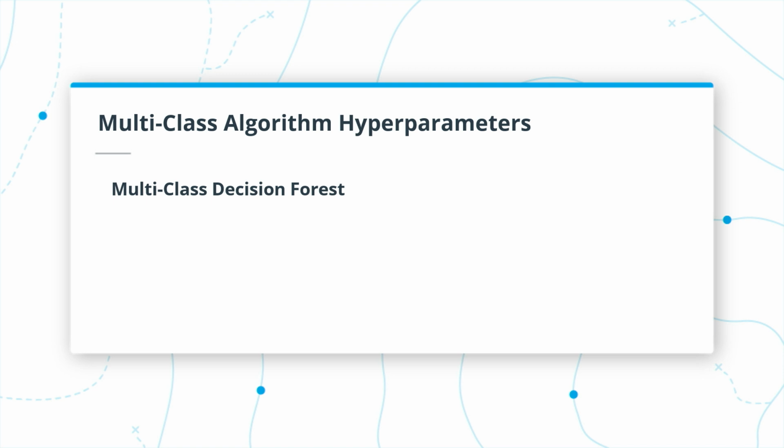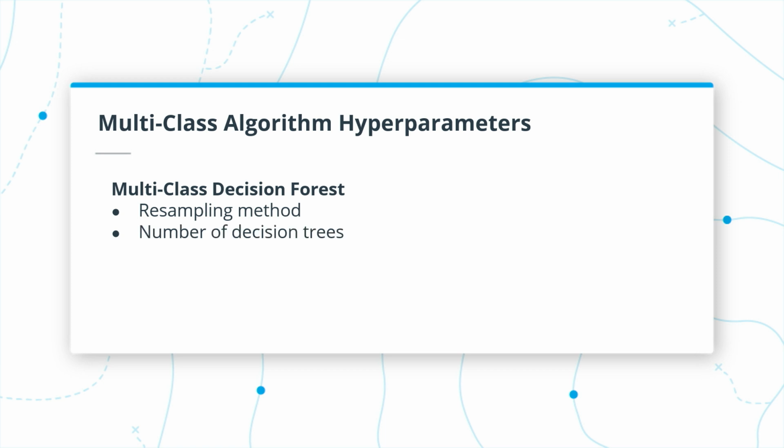The third algorithm is the multi-class decision forest, which is an ensemble of decision trees. The algorithm works by building multiple decision trees and then voting on the most popular output class. The 5 key parameters to configure the multi-class decision forest algorithm include the resampling method. This controls the method used to create the individual trees.